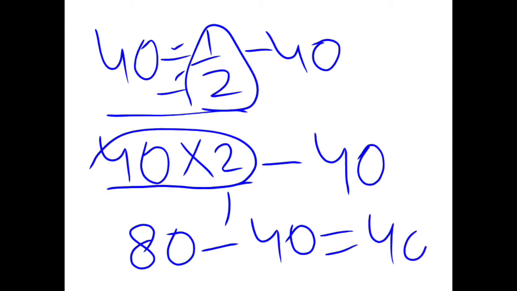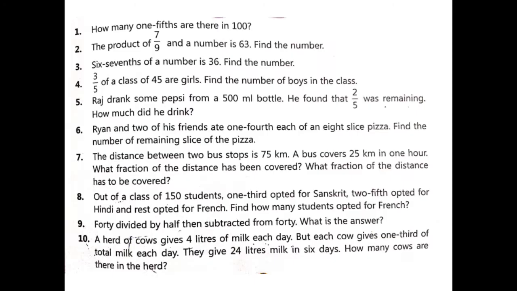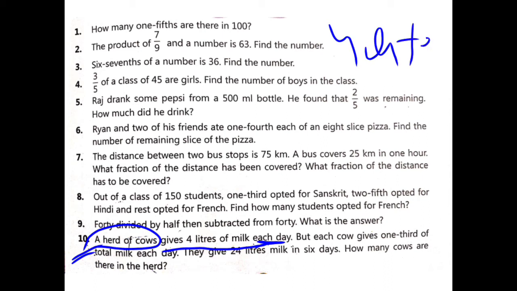Okay, very simple question. Read the last question of this slide. A herd of cows. Herd of cows means a group of cows. They don't tell you the number of cows, but they tell you the group of cows gives 4 liters of milk each day. Daily, how much amount are they giving? 4 liters. But they don't know the number of cows. But they told you the amount of milk given by each cow, that is 1/3. How much amount does a cow give you? 1/3. Okay, so total milk each day.